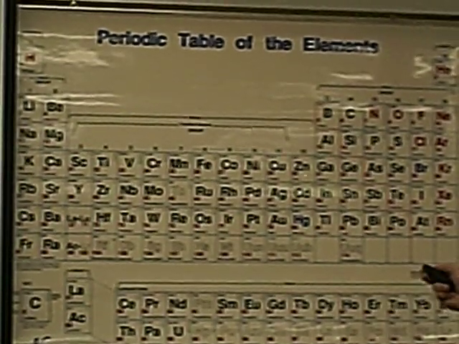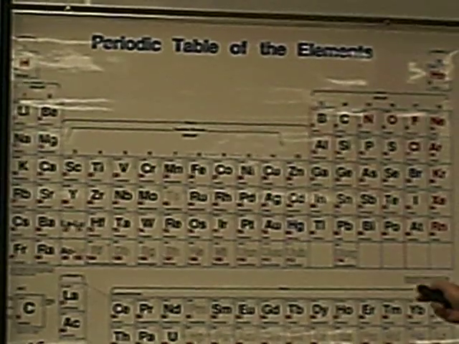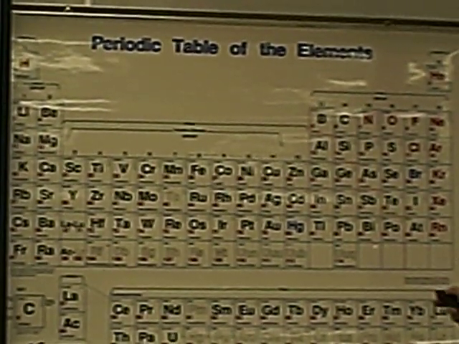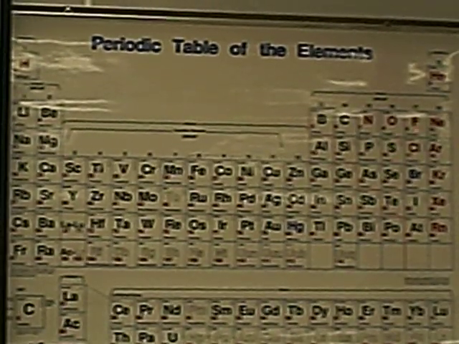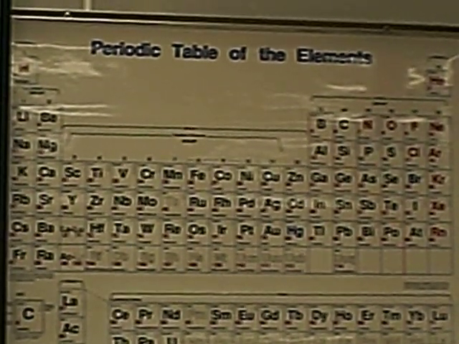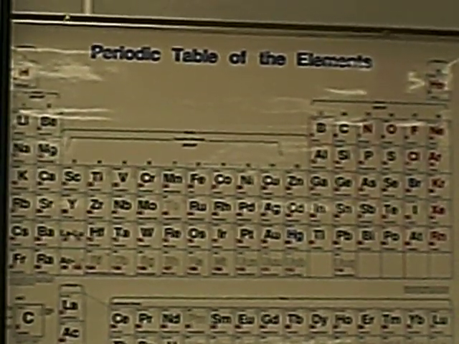If we move across the transition metals, we come to boron. This group here is going to have 3 valence electrons, 4 valence electrons in its outer shell, 5, 6, 7. We're going to say that the noble gases have 8 valence electrons. So there was some discussion in class about whether it should be 0 or 8.